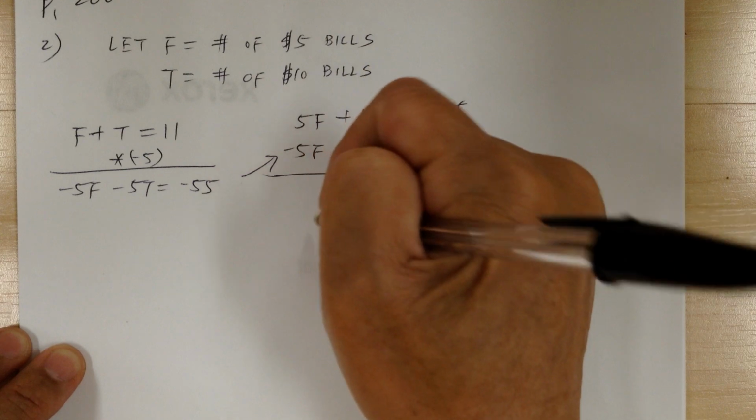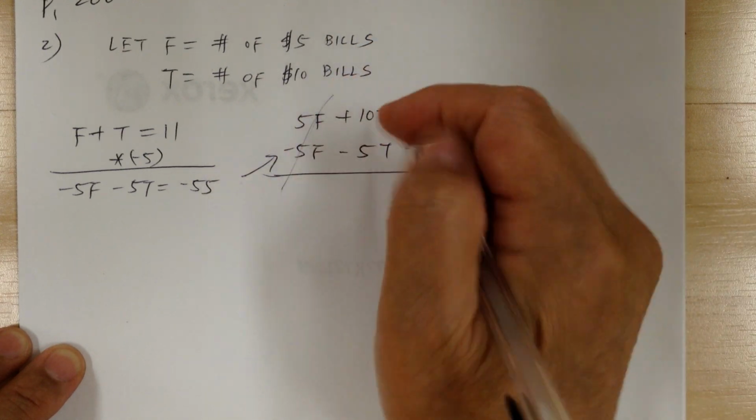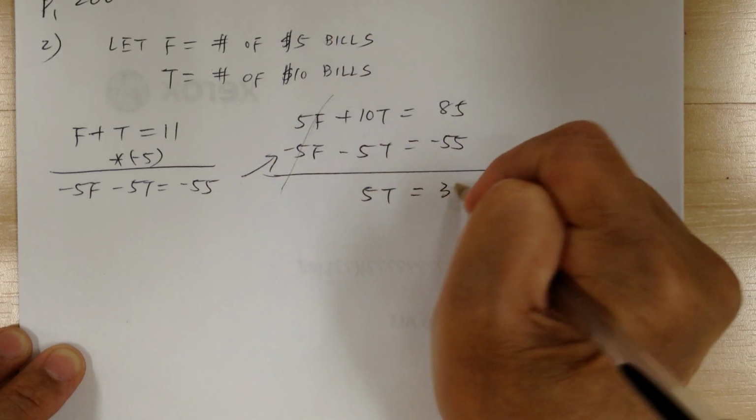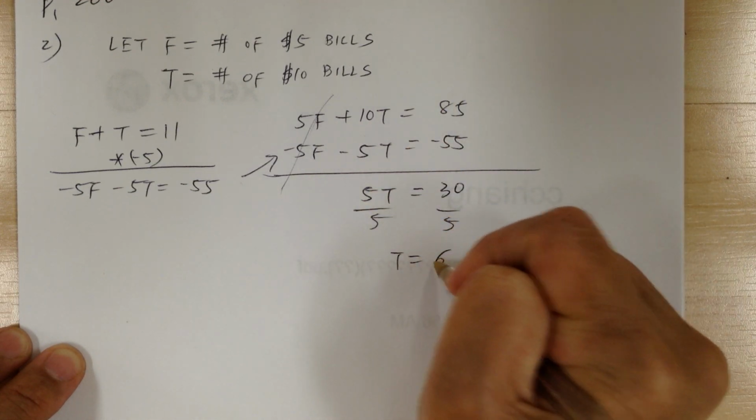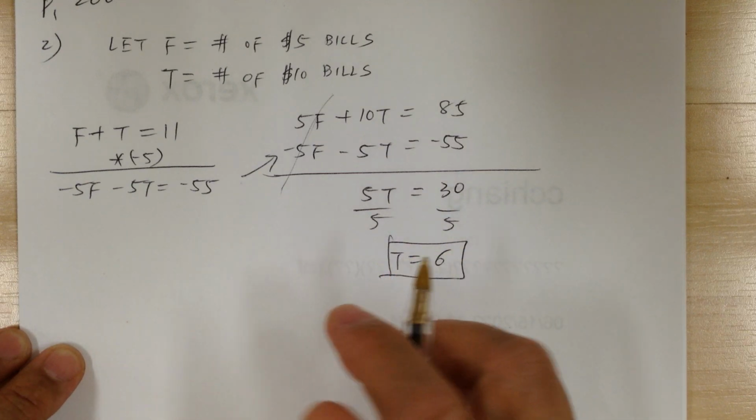Okay, when you add the two equations together, this will cancel out. So you're going to get 5T equal to 30. Divide by 5, divide by 5, so T equal to 6. So there are 6 $10 bills.